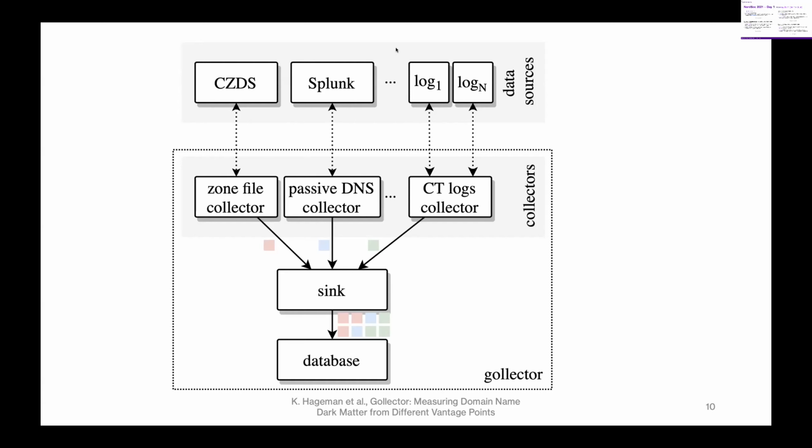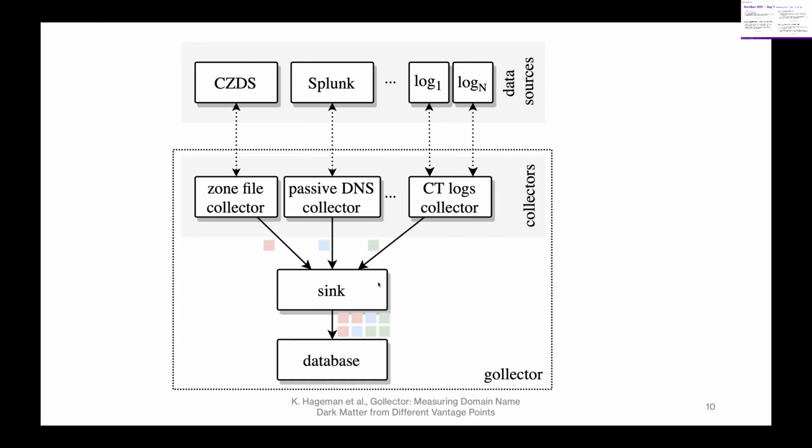And then we have all these individual certificate transparency logs that we consider individual data sources. For each data source that we have, we've implemented a dedicated collector, which is a very small component tasked to fetch entries from these data sources and send them to a sink. So they're pretty much only tasked to interact with these external data sources.